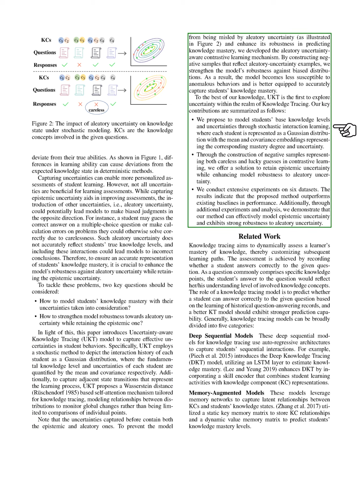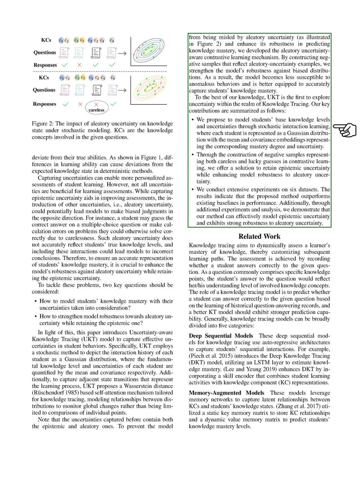To prevent the model from being misled by aleatory uncertainty and to improve its robustness in predicting knowledge mastery, we developed a contrastive learning mechanism that accounts for aleatory uncertainty. By creating negative samples that represent careless and lucky guesses, we enhance the model's ability to resist biased distributions. Consequently, the model becomes more resilient to unusual behaviors and better at accurately assessing students' knowledge.